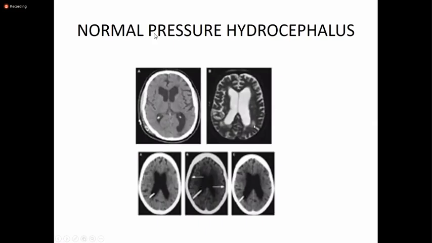In normal pressure hydrocephalus in the elderly age group, the CT scan again appears similar to arrested hydrocephalus. But you can see a little bit of periventricular lucency, not that marked. So this is normal pressure hydrocephalus.